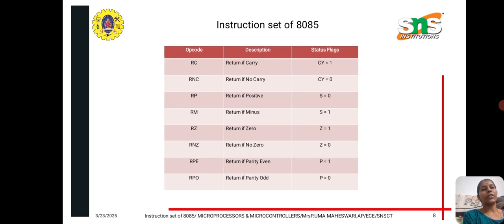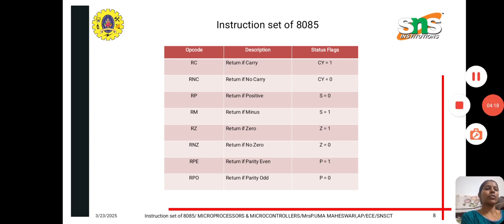The return opcode RC is return if there is a carry, CY is equal to 1. Return if there is no carry means CY is equal to 0. Return if positive is RP, if it is minus RM, if it is 0 then RZ, and if it is not 0 then RNZ. RPE is return if even parity, and RPO is return if odd parity. The corresponding status flags are also mentioned in this table.